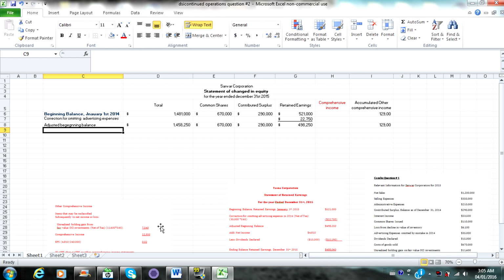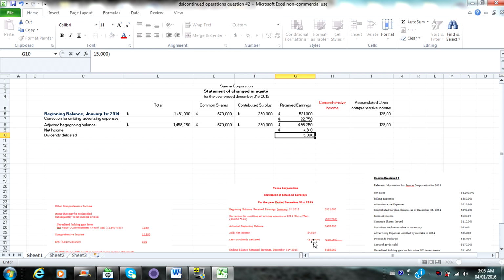We'll do the retained earnings one since we have it right here in the statement. We had net income, so we're just going to put in net income. Net income actually affected retained earnings, so we throw in $4,810. And what else affected it was dividends declared. So we're going to throw in dividends declared over here. Dividends declared was $15,000, so we're just going to throw in $15,000. Those are the things that affected retained earnings, so we can leave that for now.